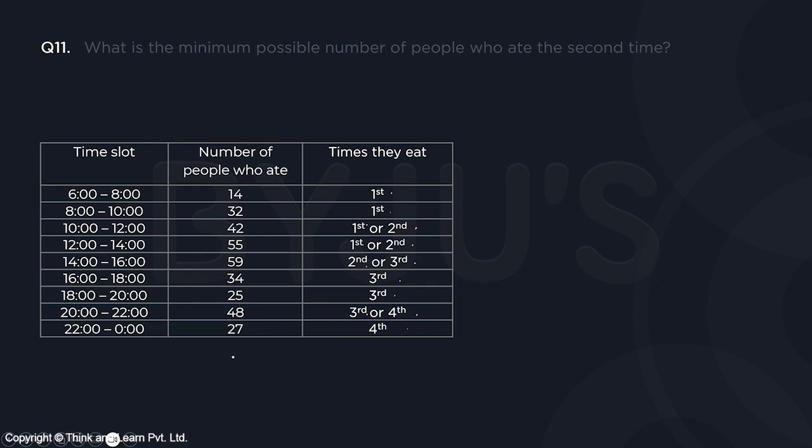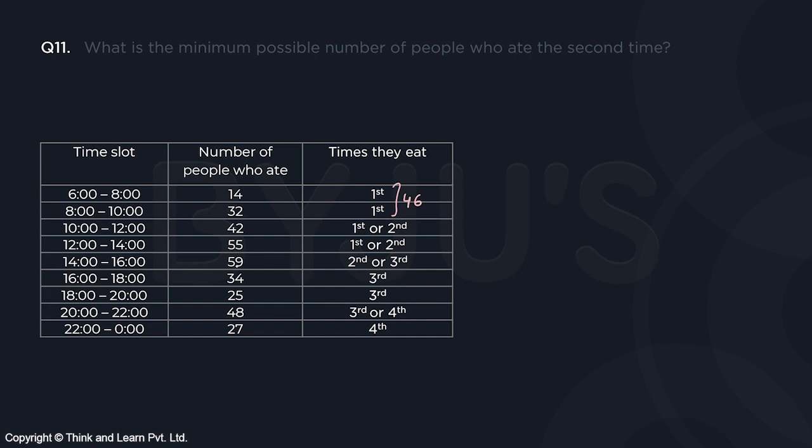So basically, in one time slot, people can eat for what time? That's what I have written in this table. Now, what is the question asking us? Question is saying, what is the minimum possible number of people who ate the second time? I have to minimize the people eating the second time. Then, first of all, these 14 plus 32, that is, these 46 people must have eaten for the first time only, because in these time slots, people can eat for the first time only.